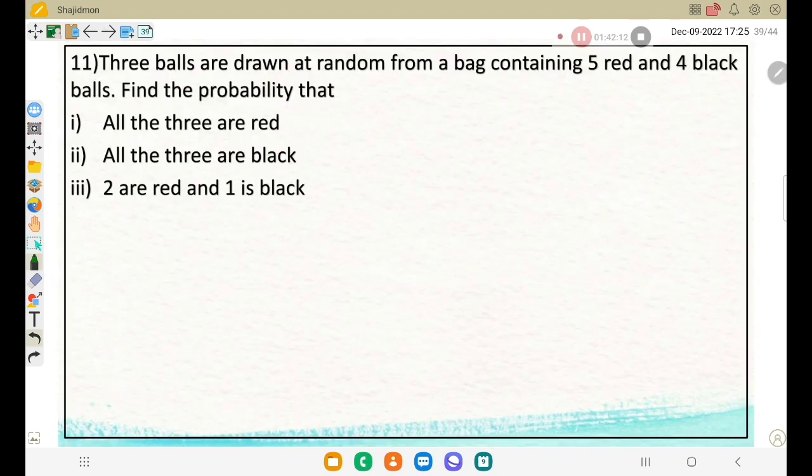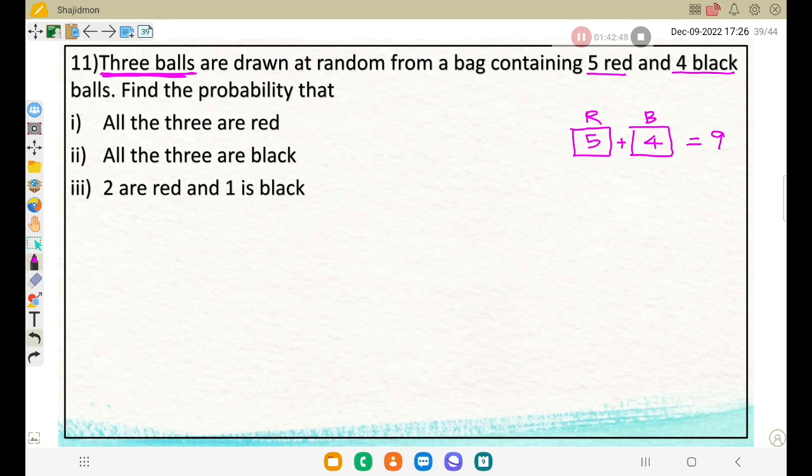Okay, now question number 11, you can read question 11. 3 balls, this is the highlight. 3 balls are drawn at random from a bag containing 5 red and 4 black balls. Okay, we have 5 red balls and 4 black balls. That means totally 5 plus 4, 9 balls. So from these 9 balls we are selecting 3 balls at random.